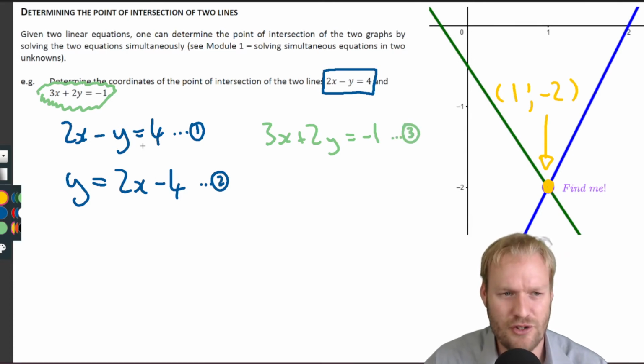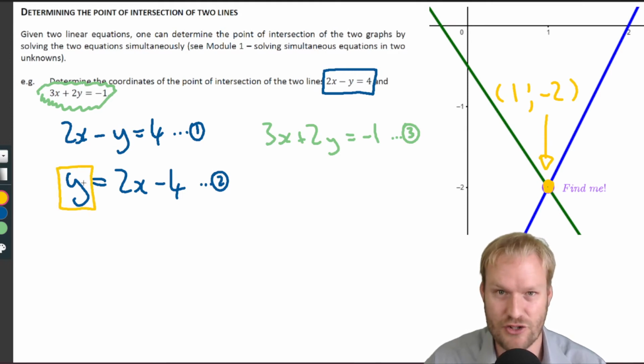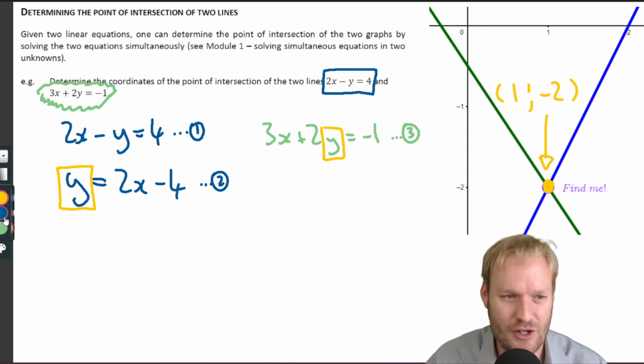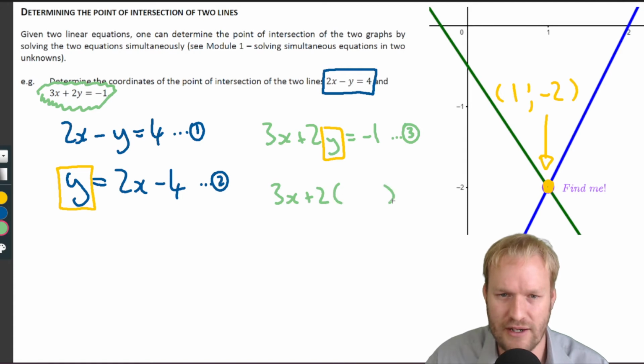So what we can do now is say, well, this y here should end up being minus 2. And this y over here should also end up being minus 2. In other words, they should be the same thing. That's what we're trying to see. When is that y value the same? So we can take this equation here, call it equation 3, and say, well, 3x plus 2y equals minus 1. But in this case, we've got another way of writing y, and that is 2x minus 4.